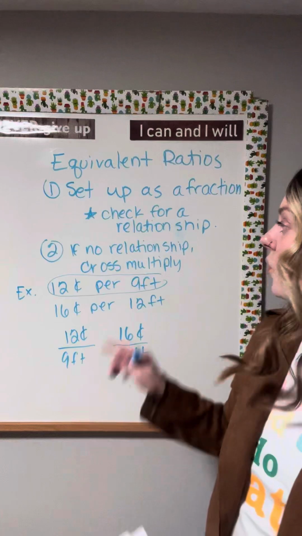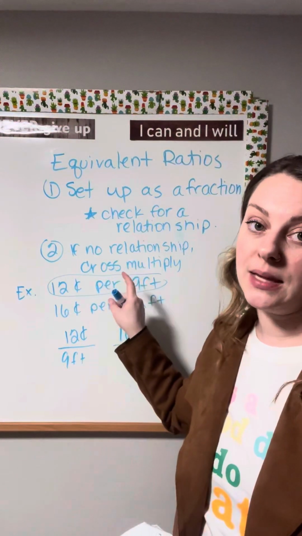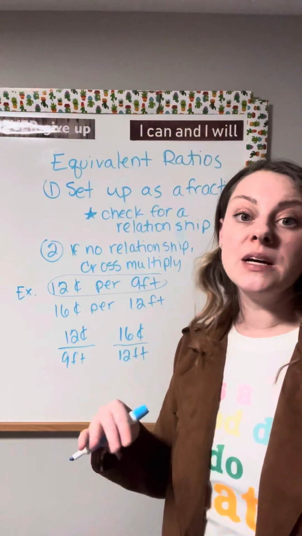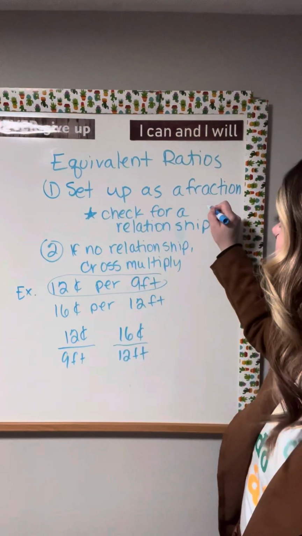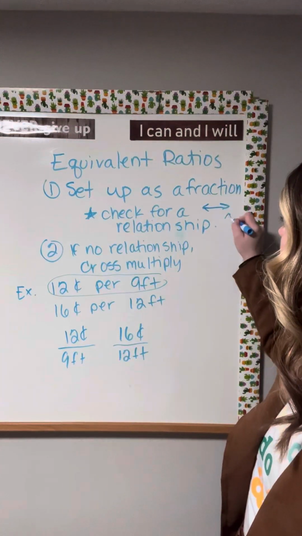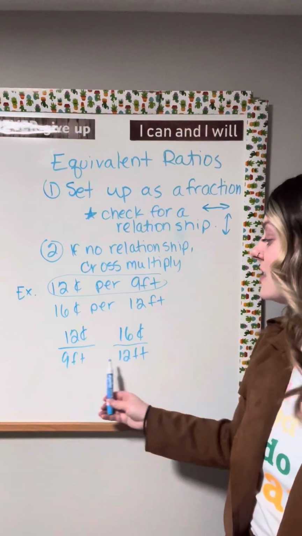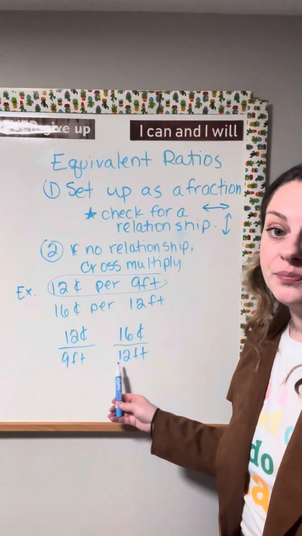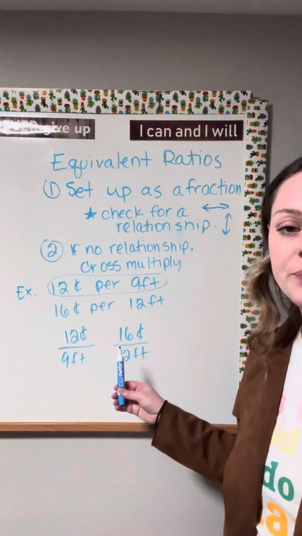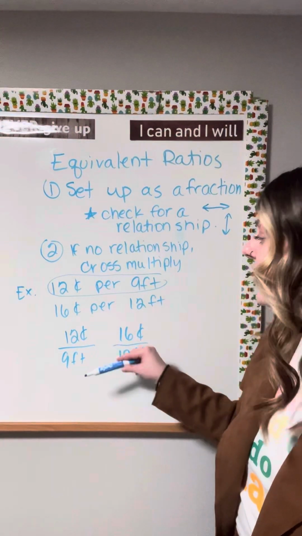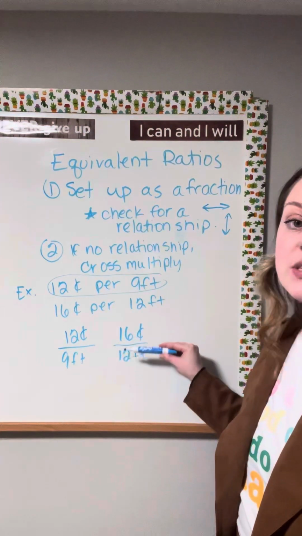Okay, and so what I do before I go to step two, because sometimes you don't have to cross multiply. Sometimes you could just solve the problem much easier. So you want to check for a relationship. There could be a relationship left to right, and there could be a relationship up and down. Can I go from 9 to 12 by multiplying or dividing? No, I cannot. Can I go from 12 to 16 by multiplying or dividing? No, I cannot. And then I look up and down. Can I go from 9 to 12? No. Can I go from 12 to 16?